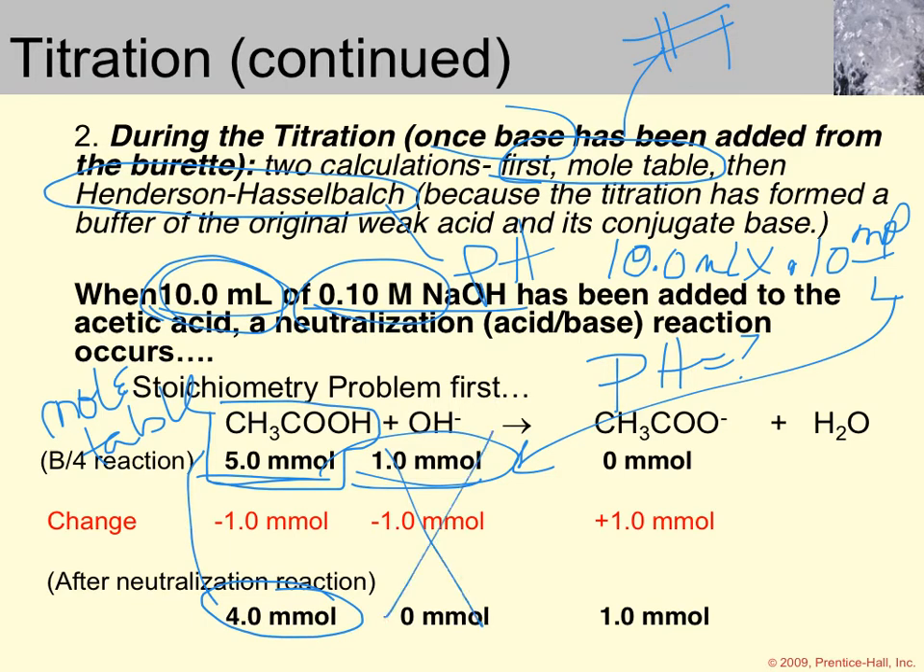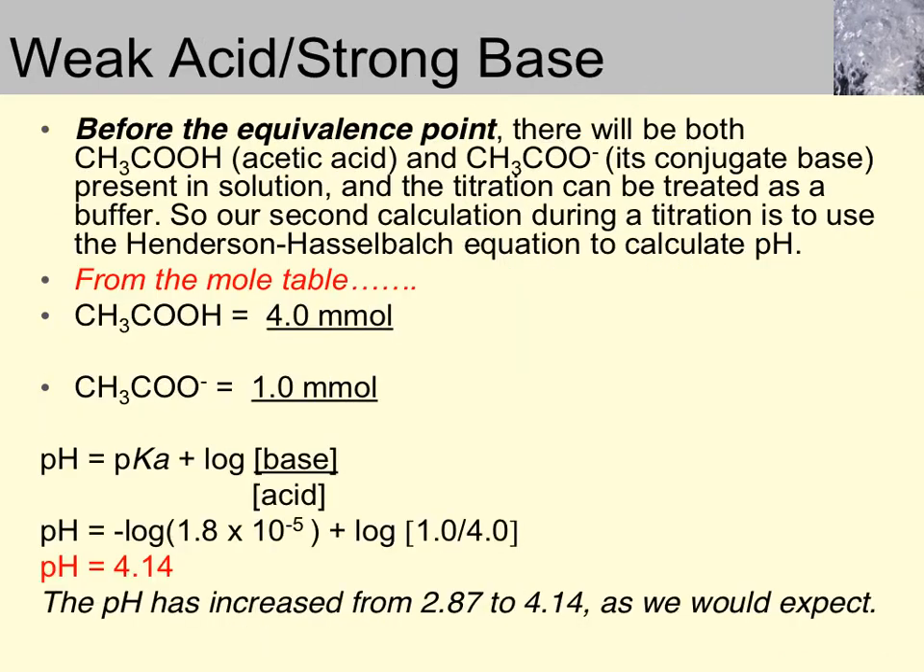Of course, all the hydroxide is going to be gone. It's been chewed up by the acetic acid. And because all the stoichiometry is 1-to-1-to-1, we have formed the same amount of acetate, the conjugate base of acetic acid. Now you have your base and acid concentrations, which you will now plug into the Henderson-Hasselbalch.